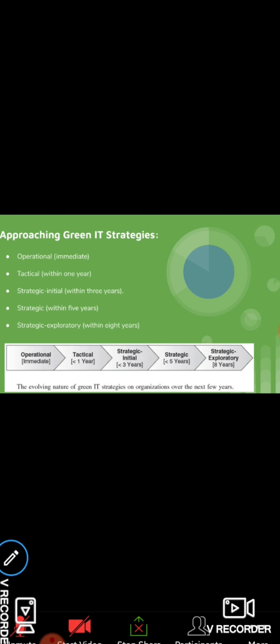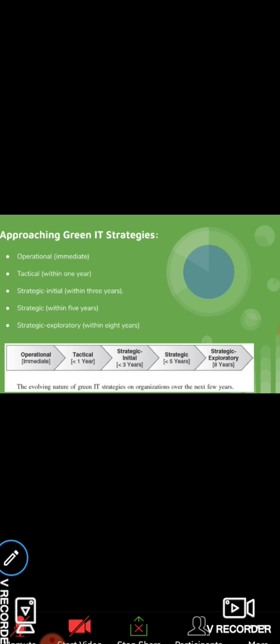So the conceptual framework for green IT strategies discussed in this module is based on earlier ideas by Anhilkar and Dakins in 2008, and then further refined by Anhilkar in 2011. So everything is based on Anhilkar, which was introduced in 2011. An important consideration in developing a green IT strategy is the time frame of its influence.